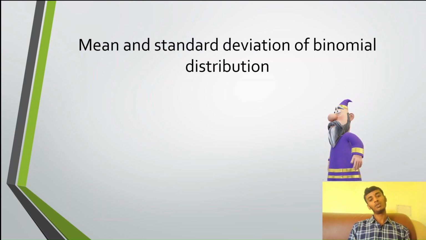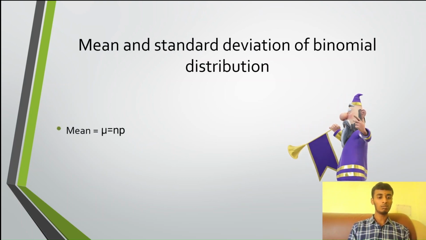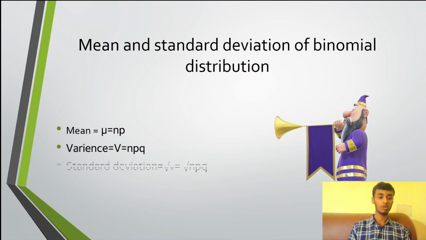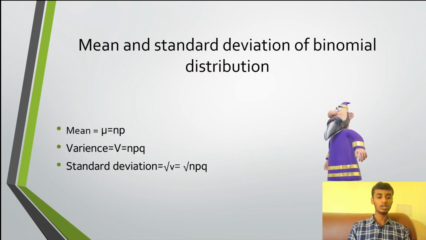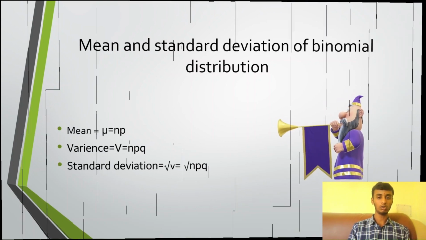We'll come to the mean and standard deviation of the binomial distribution. As I said, the mean mu equals np, the variance equals npq, and the standard deviation equals the root of variance, that is, root npq.